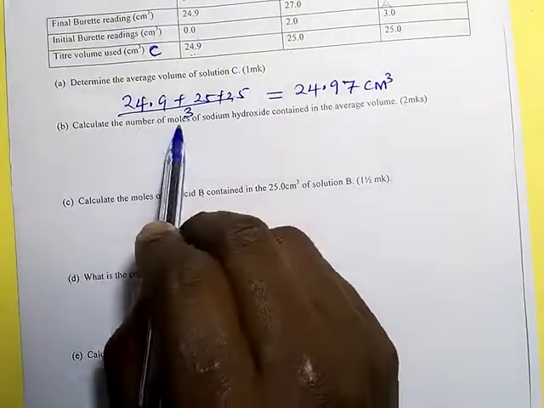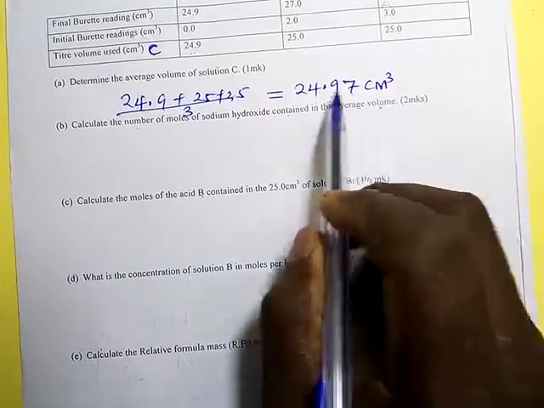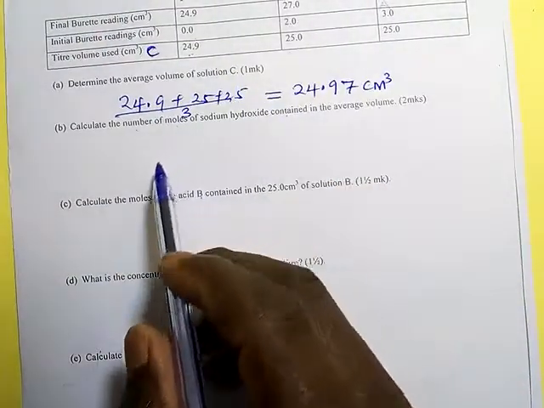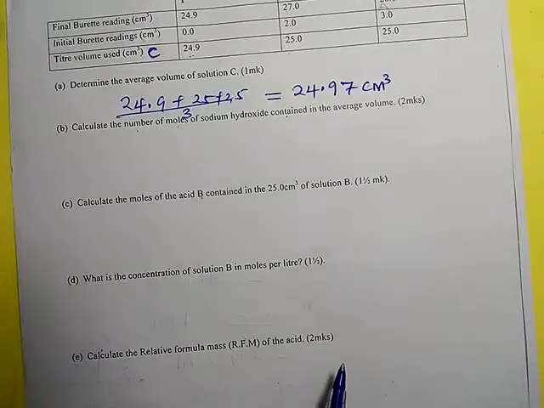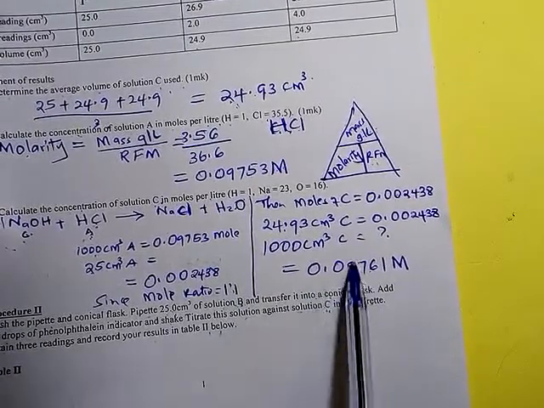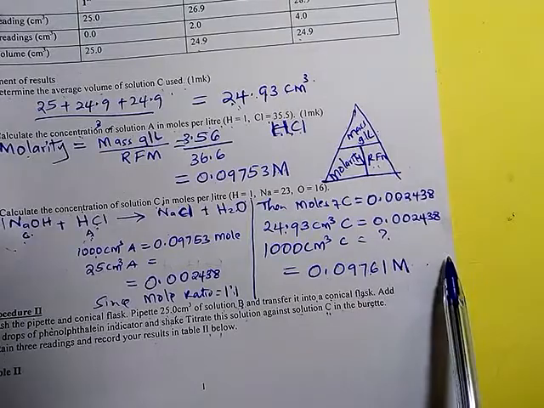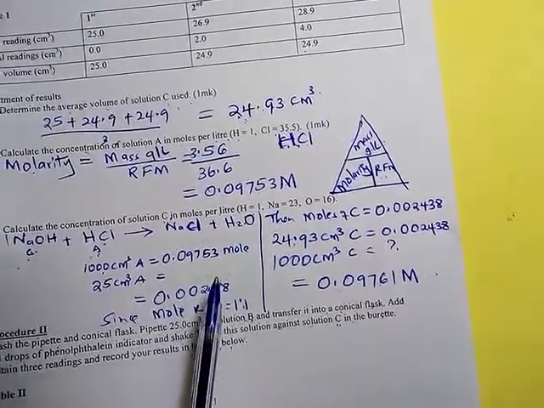Calculate the number of moles of sodium hydroxide contained in the average volume. We know the concentration of sodium hydroxide, solution C, from our previous calculation. So we will say if this is the number of moles in 1 liter, 1,000 centimeters cubed, what about the volume we have gotten there?